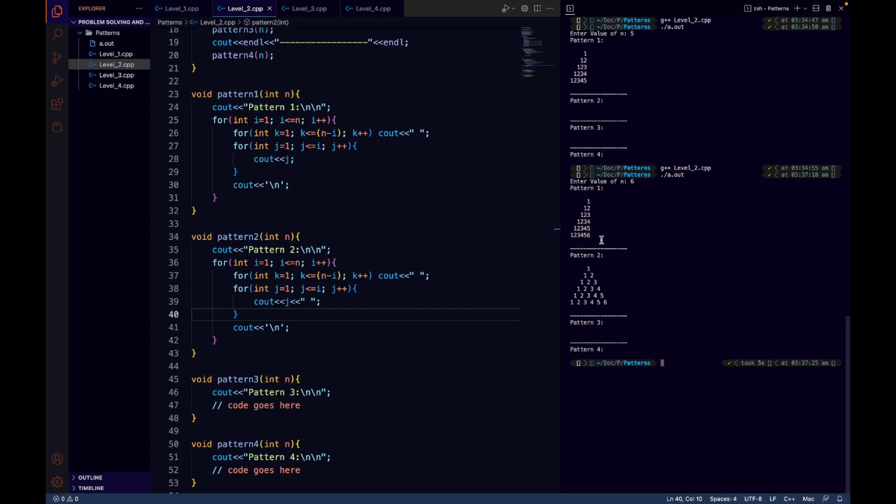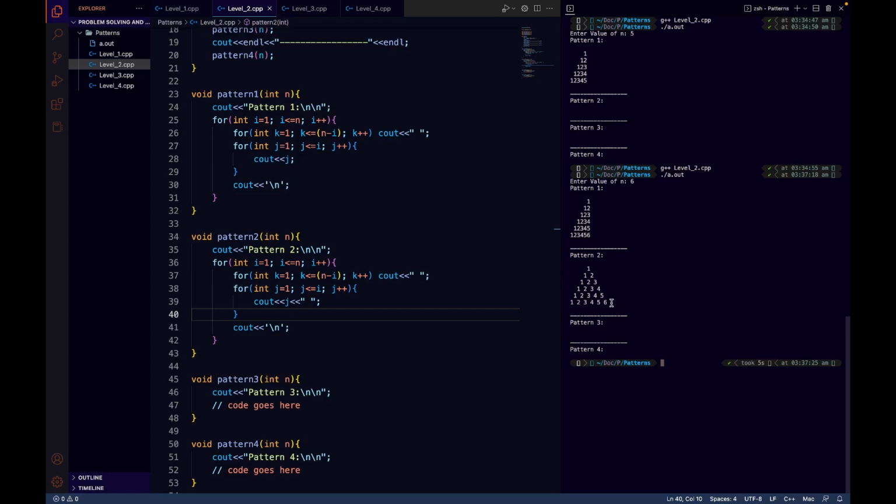If you see it, this is the previous pattern, which is without any space between the numbers of the sequence, and this pattern is with spaces between the numbers of the sequence. So by adding just a space inside the for loop, we get a whole new pattern.